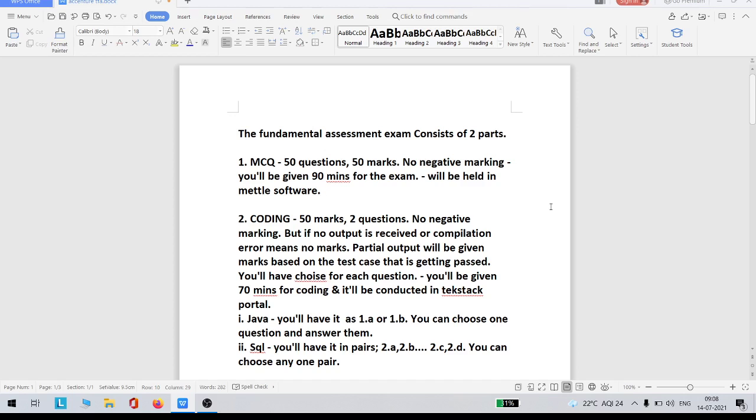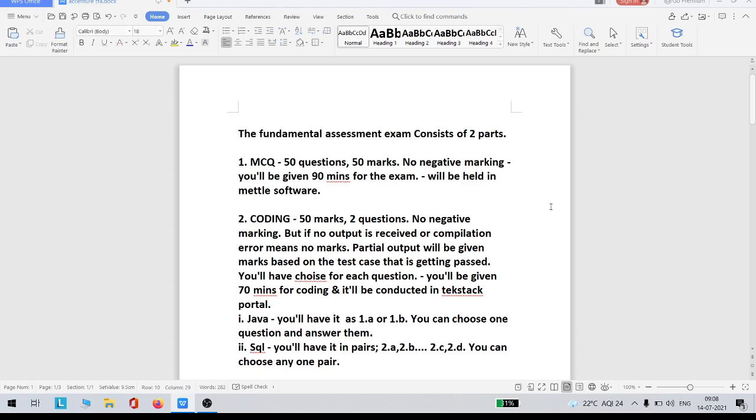In this MCQ part, you will be given 50 questions. Each question carries 1 mark. So in total, you will get 50 marks. The time given will be 90 minutes, which is 1.5 hours, and there is no negative marking in this section. So you can easily solve this and you will be given metal software.